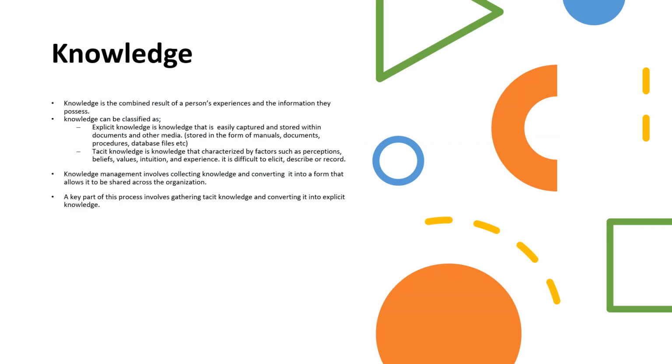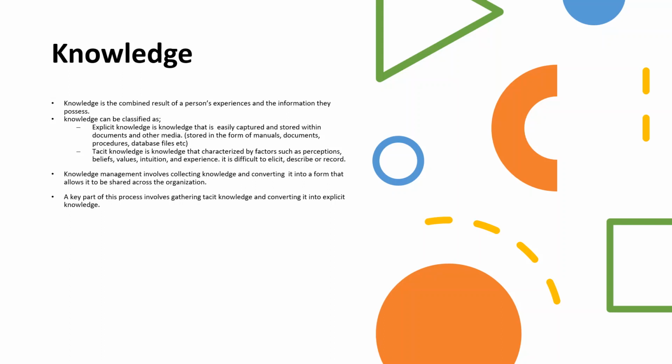Next, we look at knowledge. Knowledge is the combined result of a person's experiences and the information they possess. So knowledge is a very interesting factor because knowledge is dependent on the person or the expertise. Whatever they have, which is most of the time as a professional, as a person, through experiences, they have knowledge. And that knowledge needs to be presented and used. Organizations use the knowledge of their employees in the day-to-day operations.